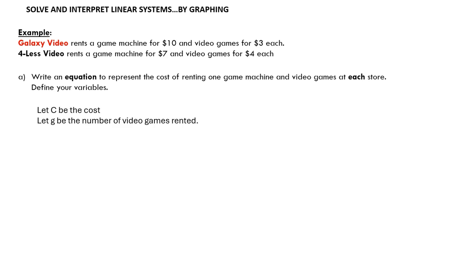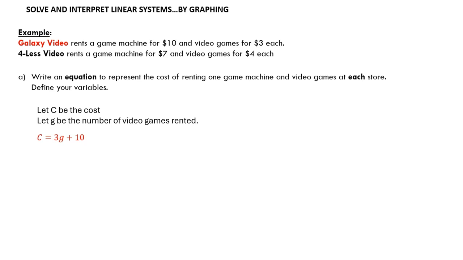In each of these two scenarios, we need to rent a video game machine in order to play the video game. This is a fixed cost and should be represented as the b value in an equation y equals mx plus b. X is the number of video games that are rented. It is a value that changes or varies. Our slope is 3 because for every video game that is rented, the cost goes up by $3.